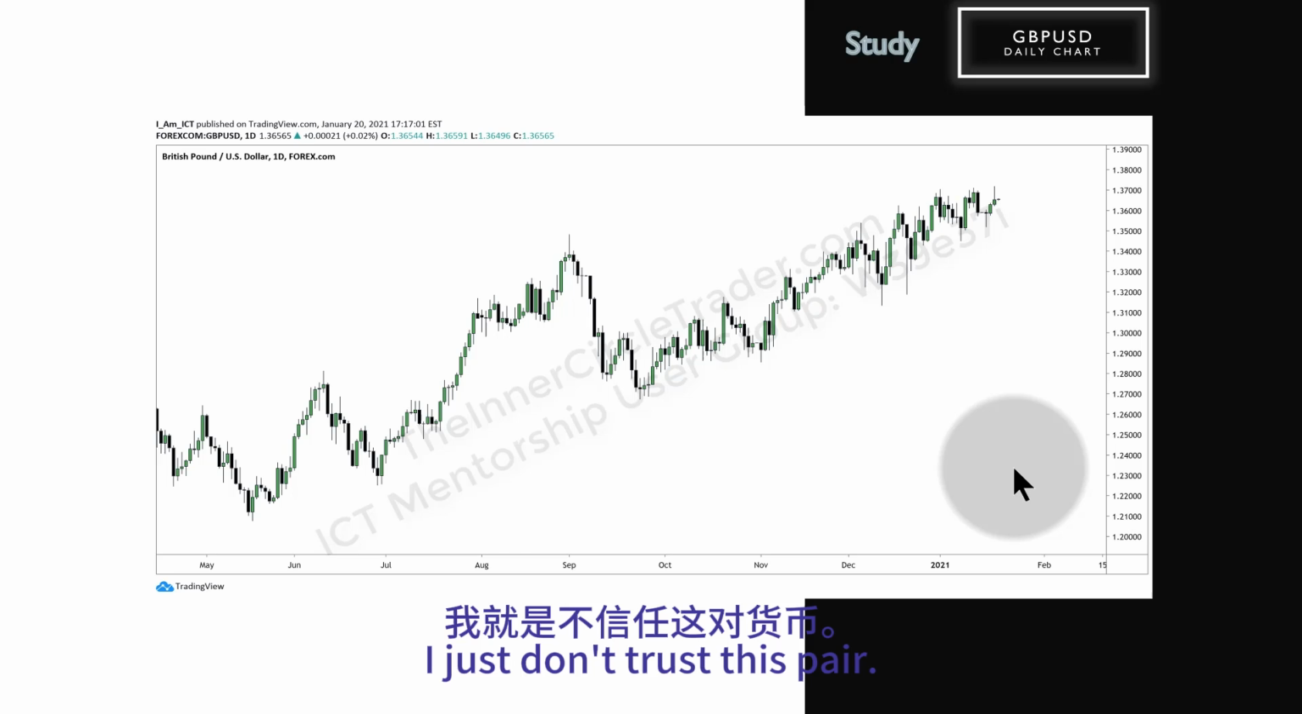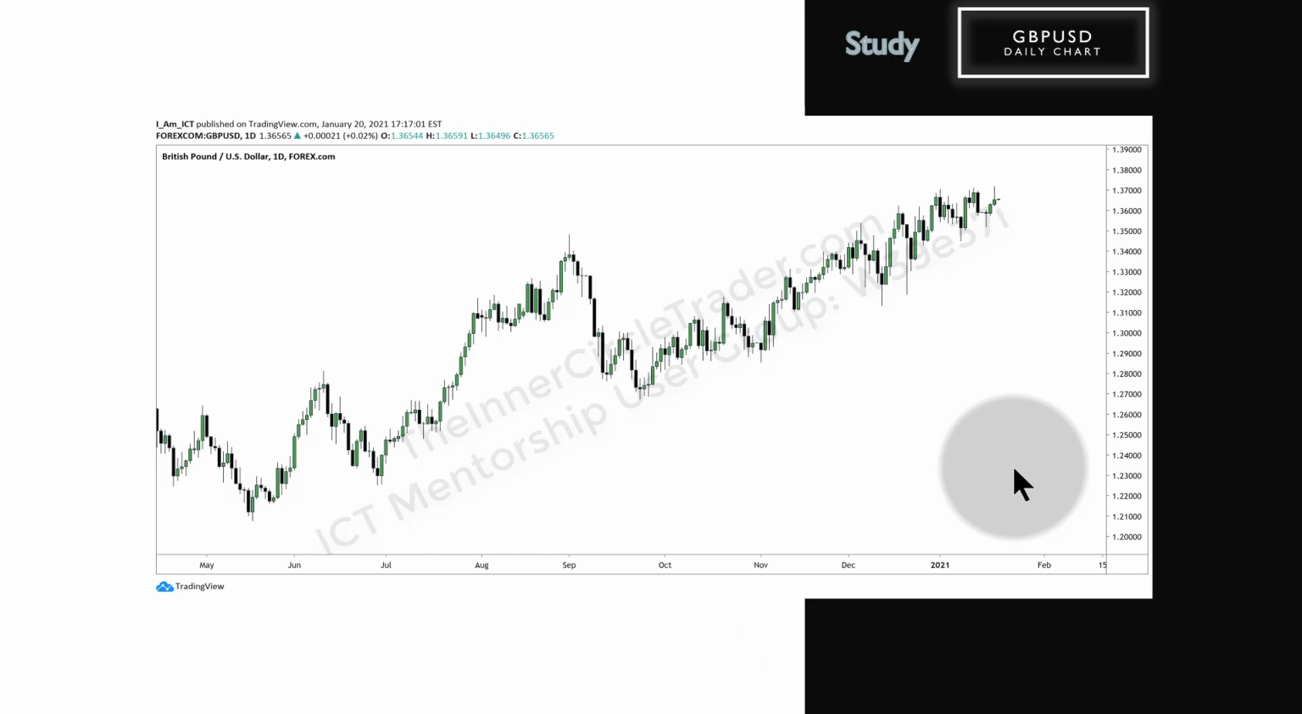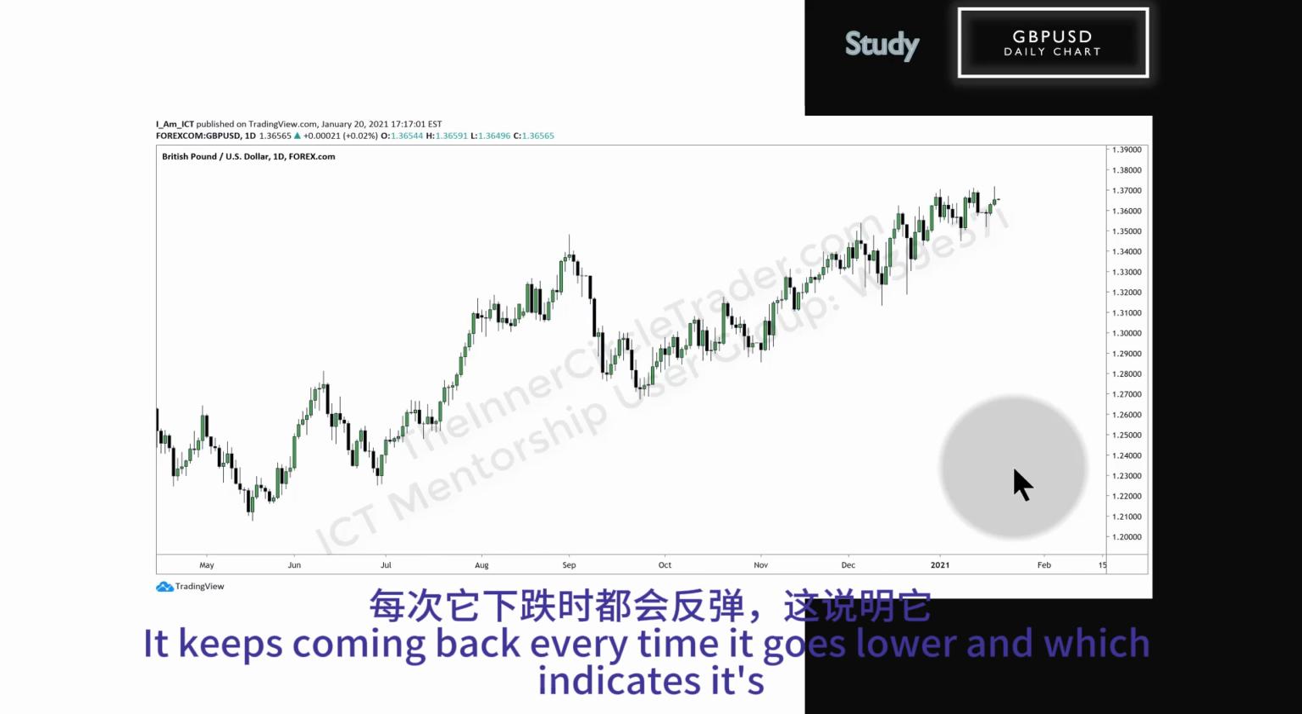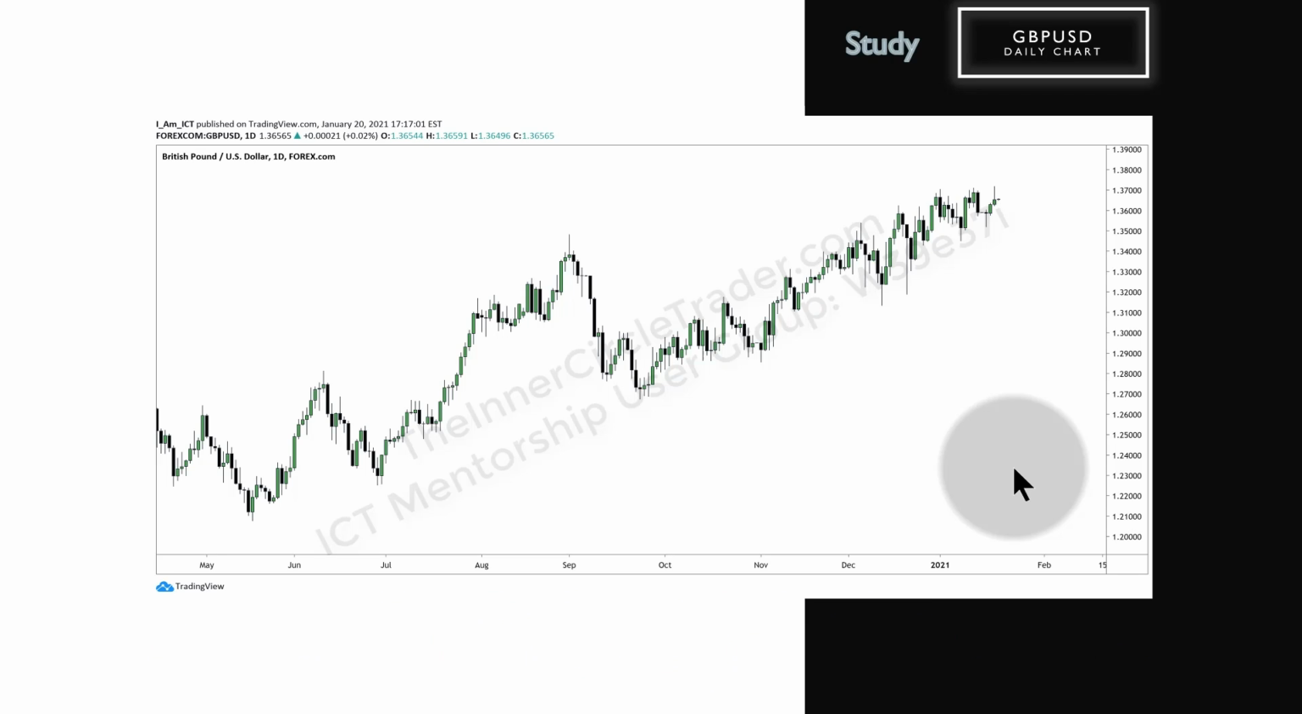I just don't trust this pair. It won't drop. It keeps coming back every time it goes lower, which indicates it's under an extreme amount of manipulation. So if you're not ready for the annotations, pause your video now. It won't be a lot.